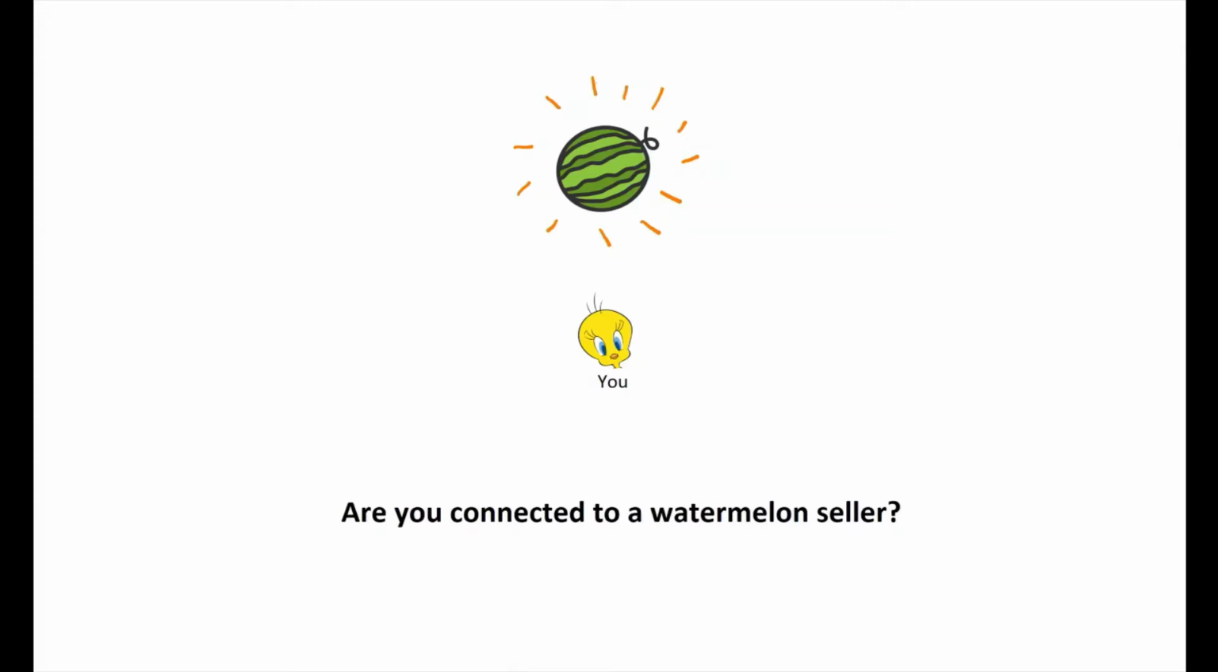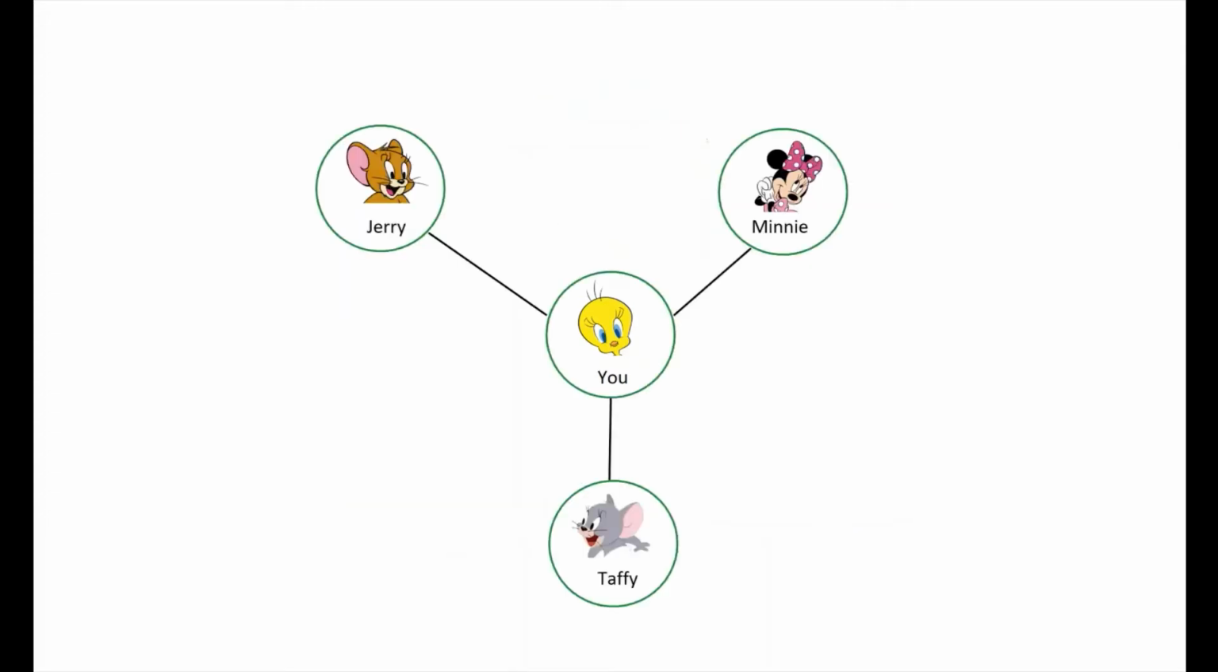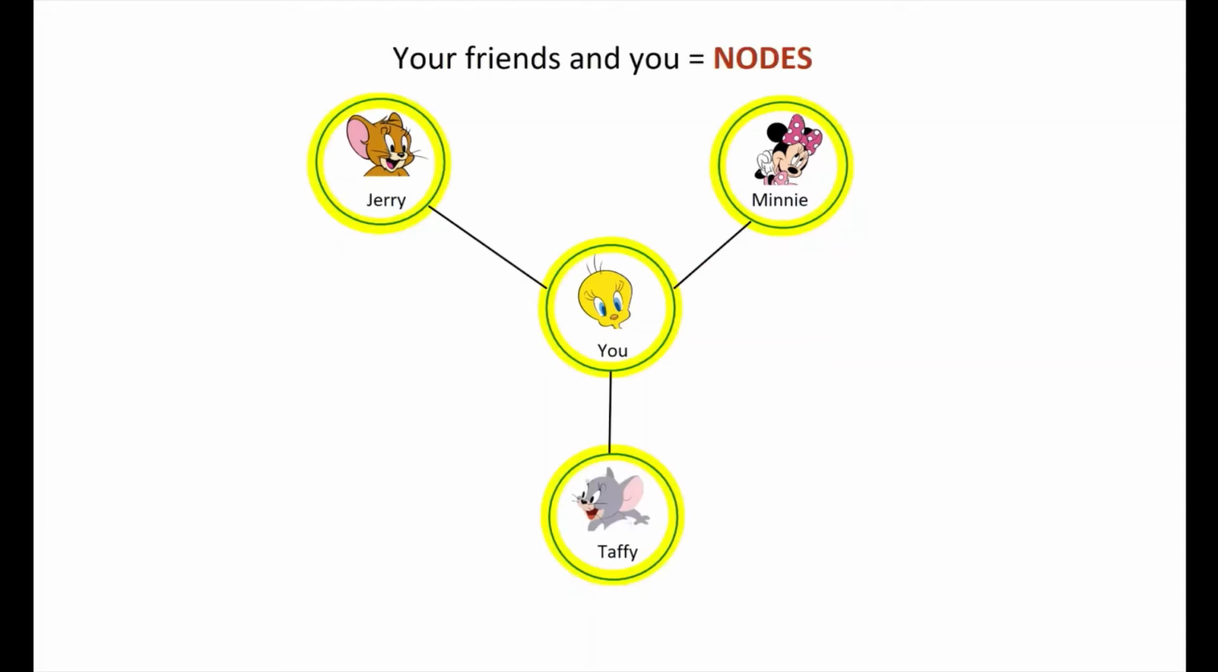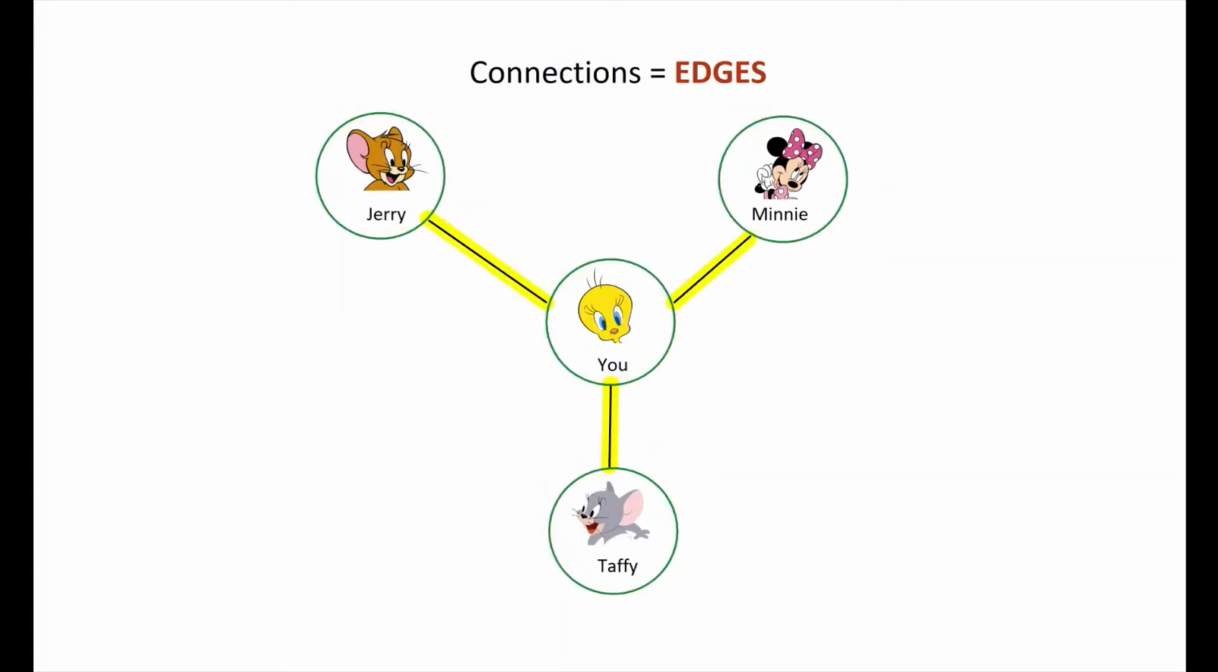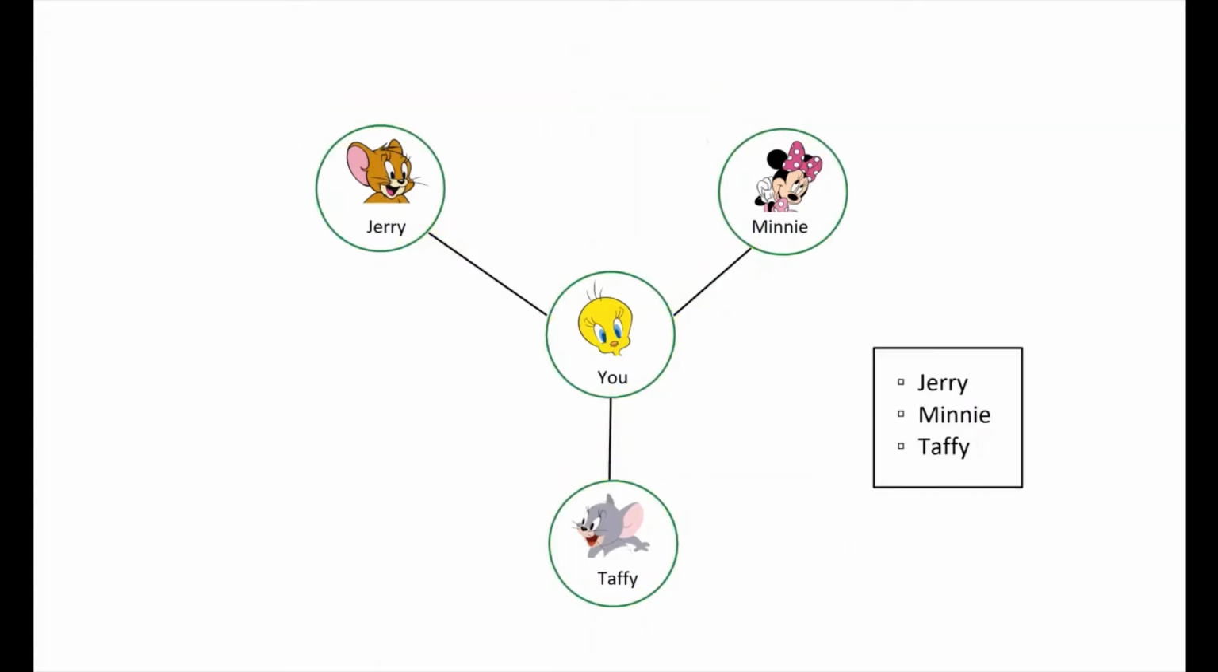This is you. Suppose you own a watermelon farm. You are looking for a seller who can sell you watermelons. To find a seller, you turn to Facebook. Are you connected to a watermelon seller? To find out, you start searching through your friends. These are your friends. Keep in mind that you and your friends represent nodes of a graph, while the connections represent the edges. First of all, make a list of all your friends.